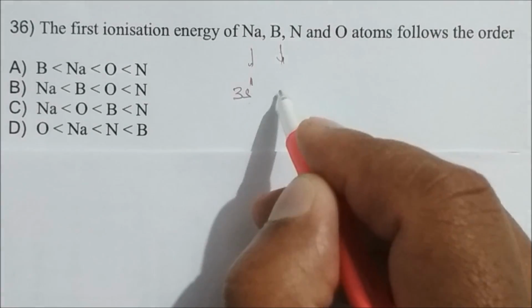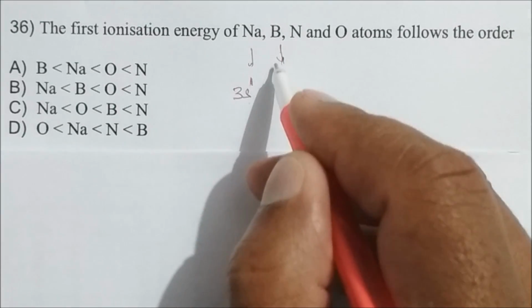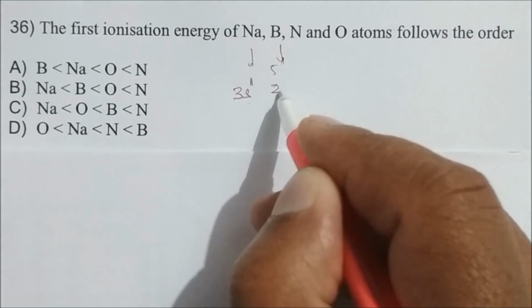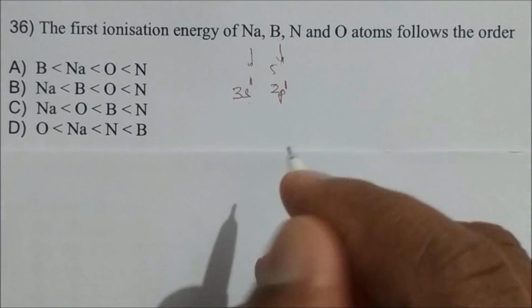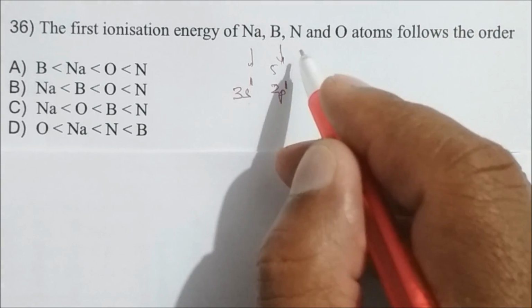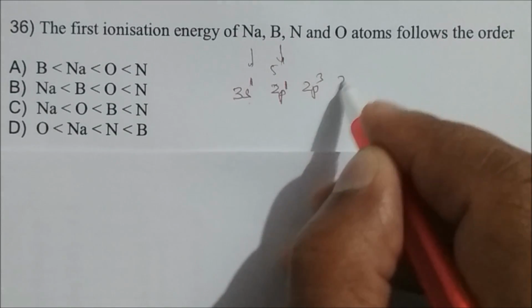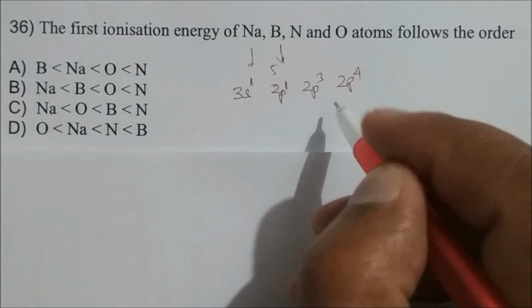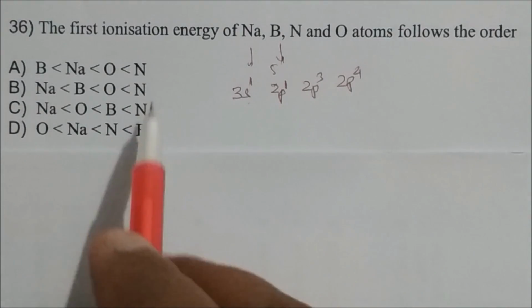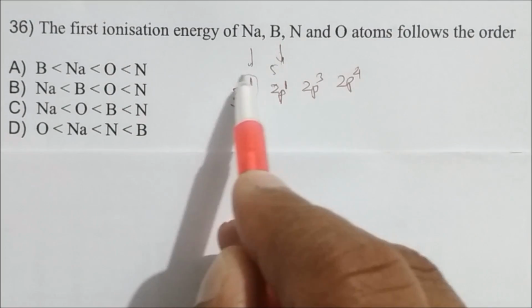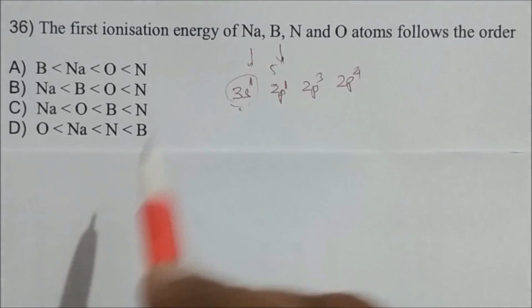And if you take boron, having atomic number 5, it will have 2p1. For nitrogen, it has 7 electrons, so the configuration ends in 2p3, and oxygen is 2p4. Now in which case will ionization energy be very easy? Here ionization energy is very minimum, thus definitely sodium is last.